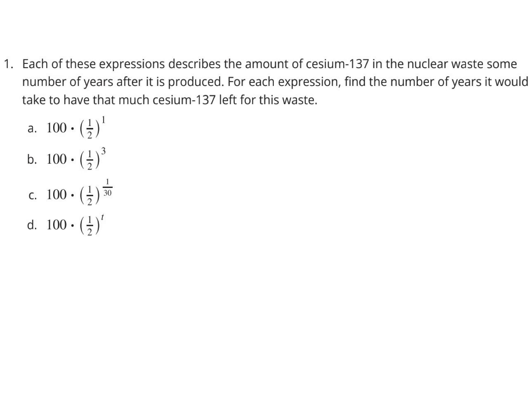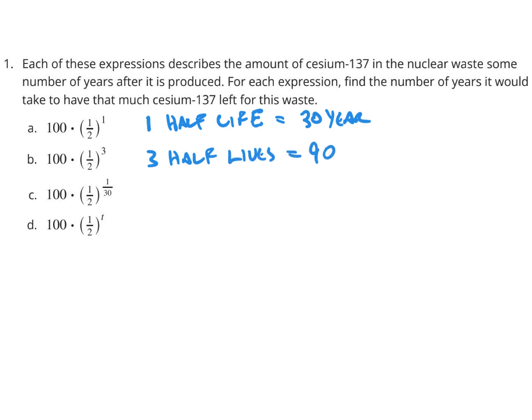All right, so 1, if T equals 30 years, then 1 equals 1 half-life, which equals 30 years. Because you stick T in 1, you got 1 full half-life. So now 3, this gives us 3 half-lives, which equals 90 years, because 3 times 30 is 90.